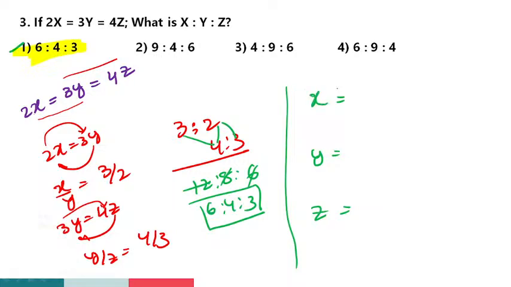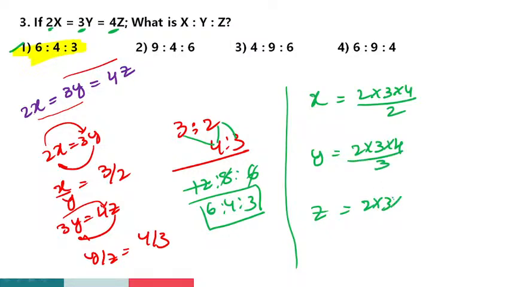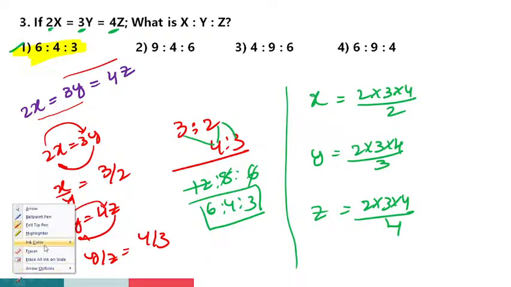If you want to find out the x value, guys, here, x is how many parts? 2 parts. So y is how many parts? 3 parts. z is how many parts? 4 parts. Then 2 into 3 into 4 by x is how many parts? 2 parts. So 2 into 3 into 4 by y is 3 parts. So 2 into 3 into 4 by z is 4 parts, guys, here. Okay, let me calculate carefully.